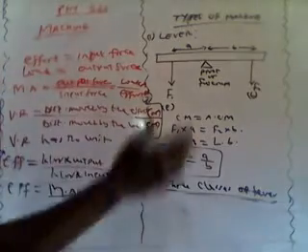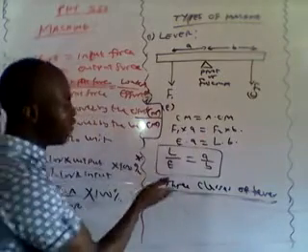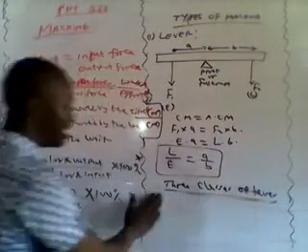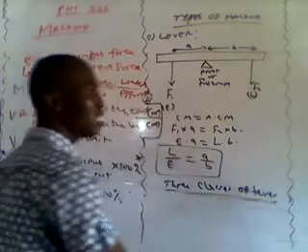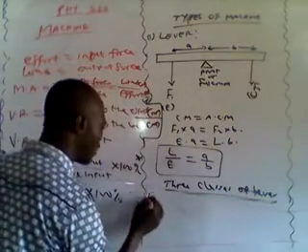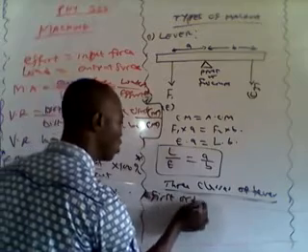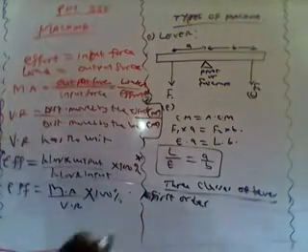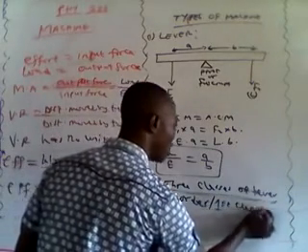The effort is applied at one end, you have the load at another end, then you have the joint, the pivot or the fulcrum point. What differentiates among these 3 classes of lever is the arrangement of the effort, the pivot, and the load. So let's look at the first class of lever, the first order. We call it first order or first class lever.